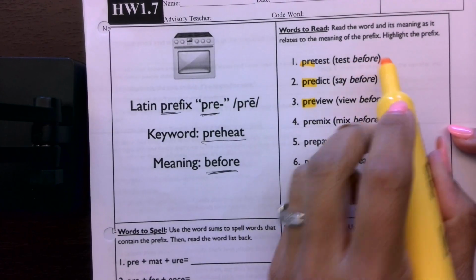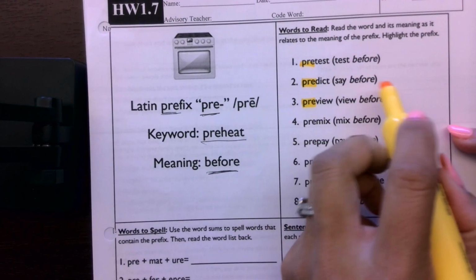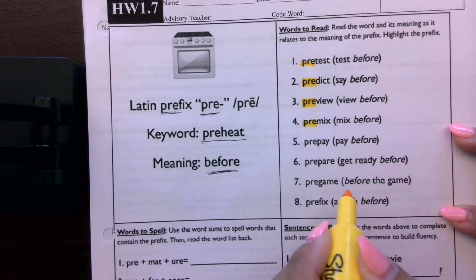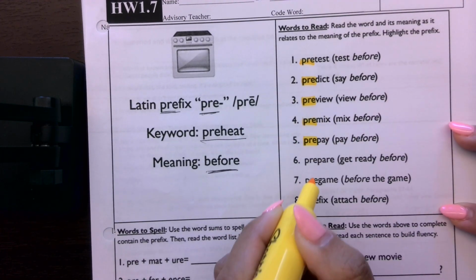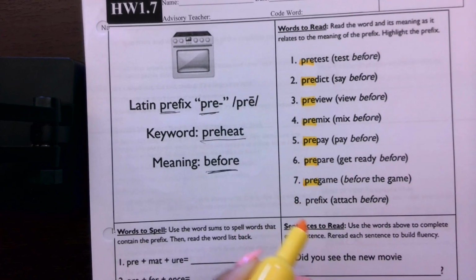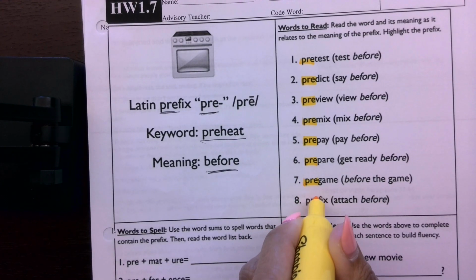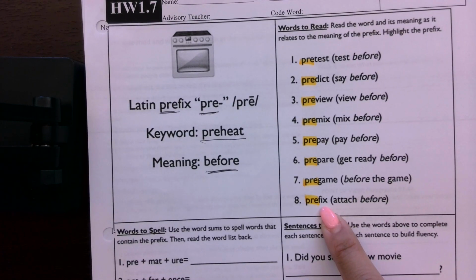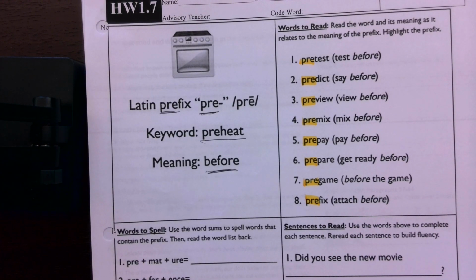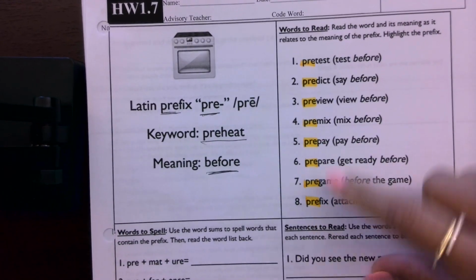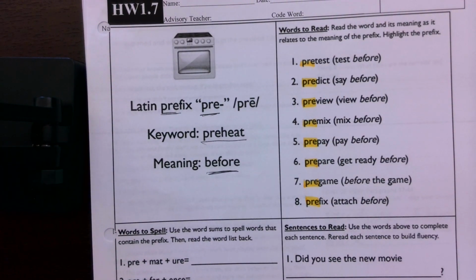Pretest, test before. Predict, say before. Preview, view before. Premix, mix before. Prepay, pay before. Prepare, get ready before. Pregame, before the game. And prefix, attach before, right? Fix is to attach, so attaching the word before. All right, and so these are all words that start with pre that mean before something.